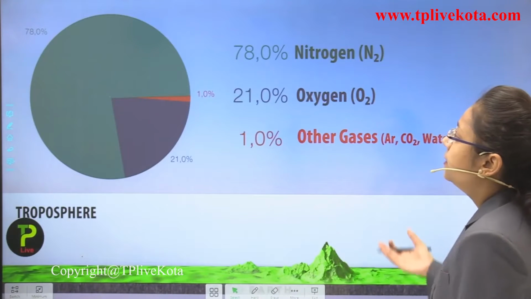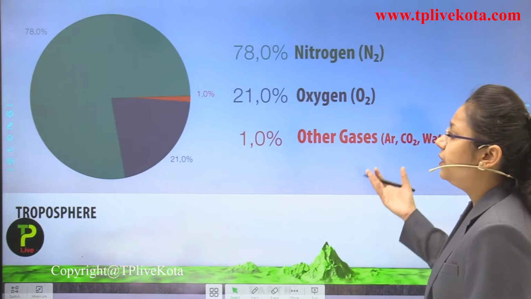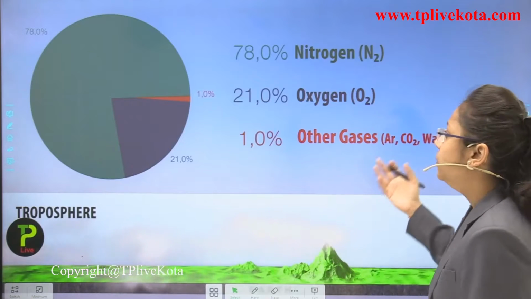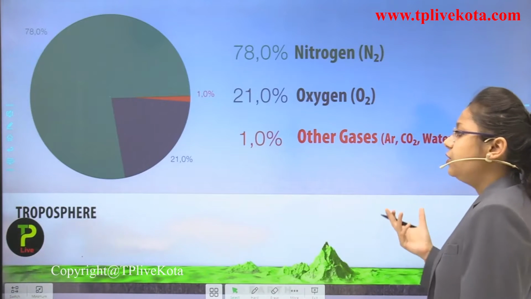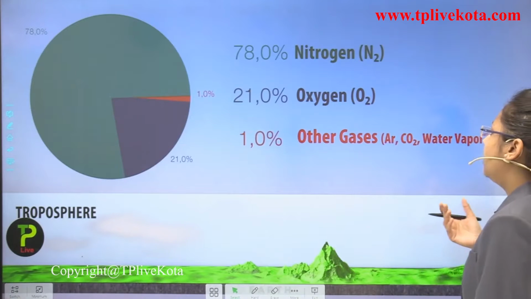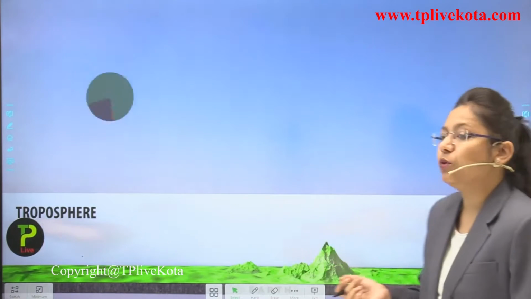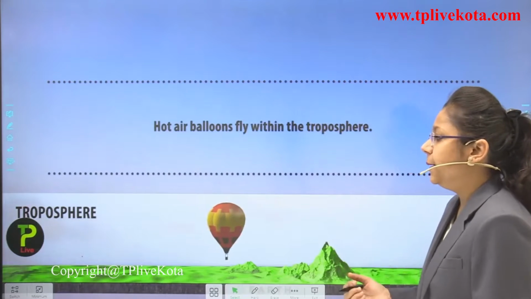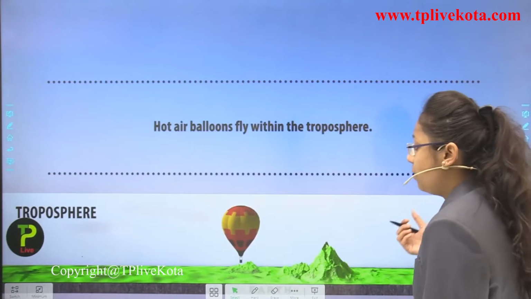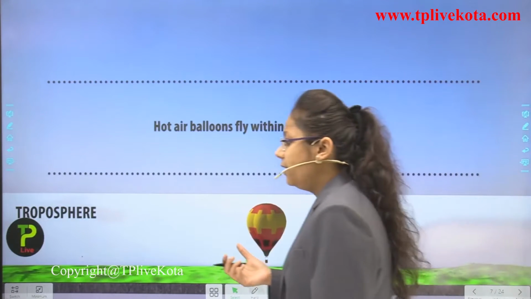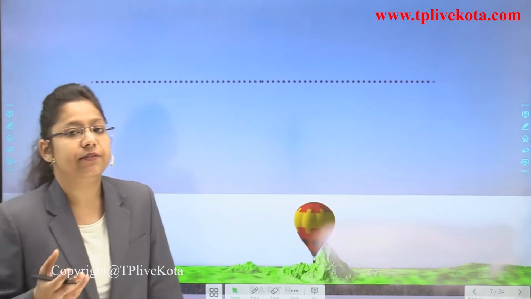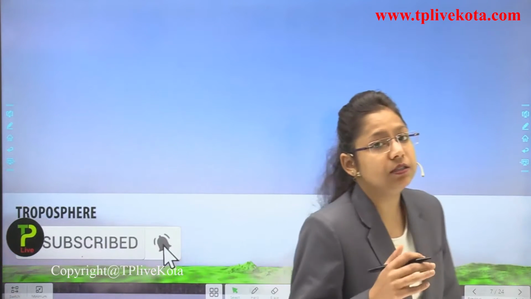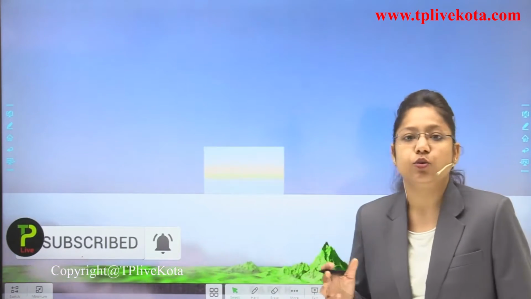So you can see that our atmosphere consists of different gases like nitrogen, oxygen and other gases. Nitrogen is present in 78% amount, oxygen is only 21%, and if we talk about other gases, students, then we talk about argon, carbon dioxide, water vapor. They are counted in only 1% of the atmosphere. Okay, so this is a ratio. We can say hot air balloons fly within the troposphere. Even the flights fly within the troposphere layer, which is just up to 12 kilometers from our Earth's surface. So this is the closest one to our Earth's surface.